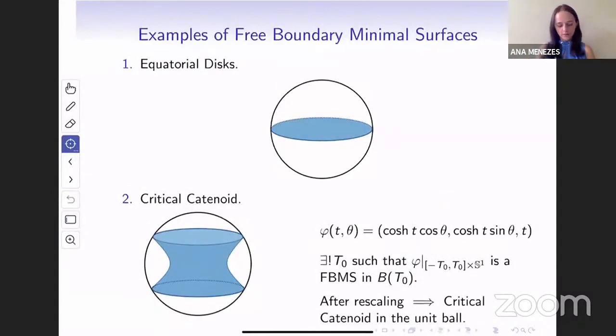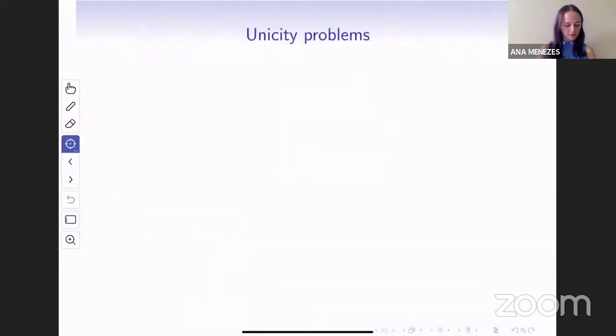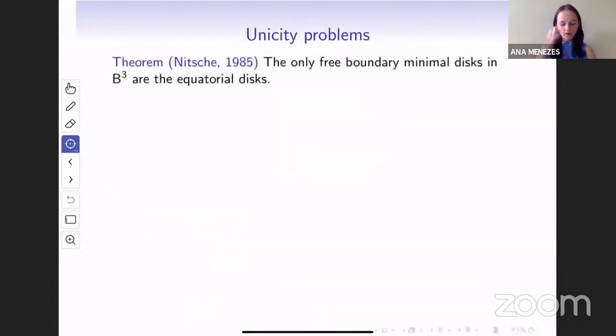Although these two examples are kind of simple, we do have a lot of interesting results related to them. So before continuing talking about examples, let me mention some of the results that are connected to them, okay? So first we have this result by Nitsche from '85. He proved that the equatorial disks are the only free boundary minimal surfaces in the ball with the disk topology, okay? So we have this uniqueness.